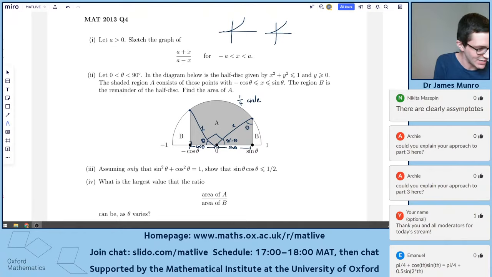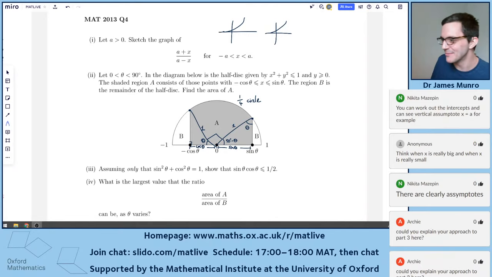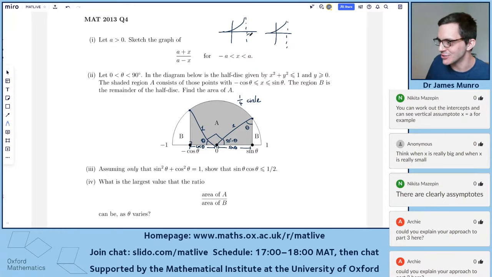There is a vertical asymptote in the first part. We're doing question four. It's going really well. There's a vertical asymptote. The function gets really big over here. It's true whichever version of the picture you draw. My pictures are very similar. When x is equal to a, this gets really big.